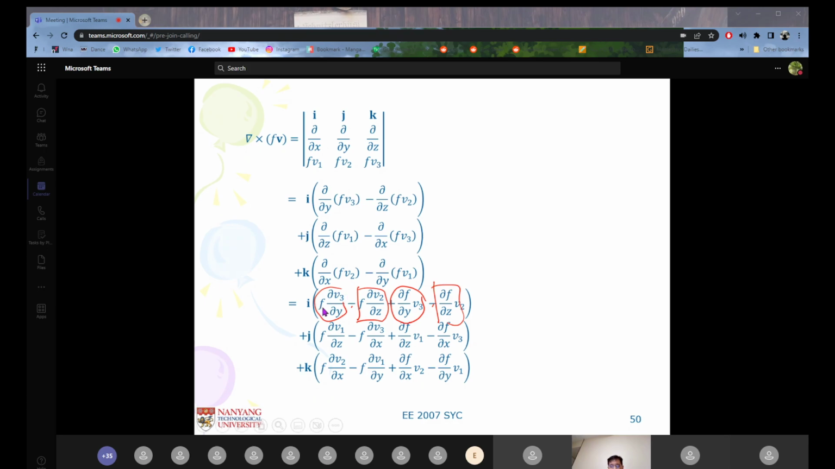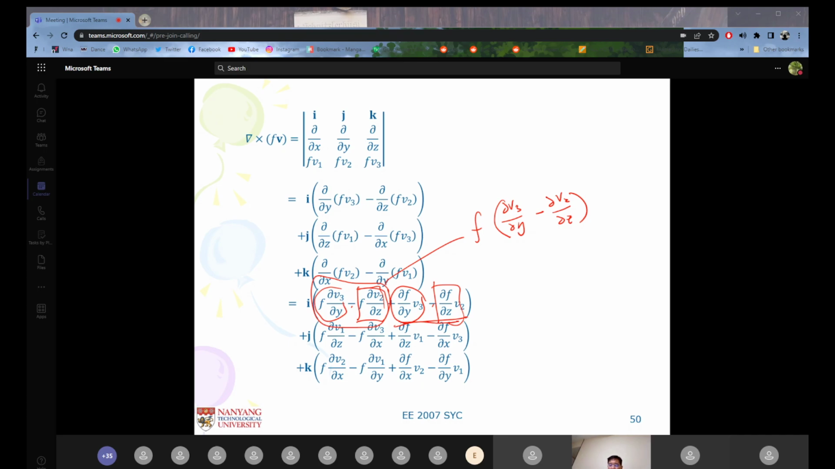Look, this is F, right? F. So these two terms here, there's a common term of F that can be taken out. So you take it out here, these two together will then give you the F times dV3 dy minus dV2 dz. Yeah, and of course these two terms here, what is something common that you are looking for also? So I will leave you to figure that out.